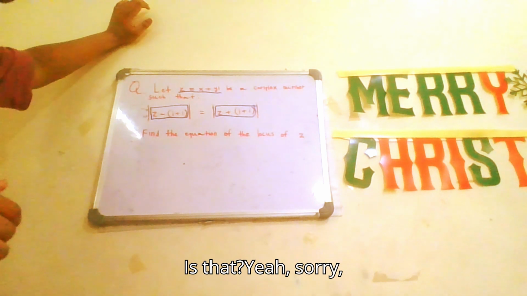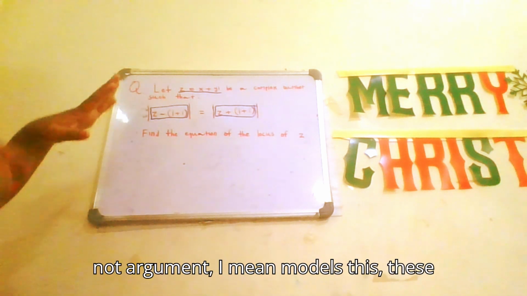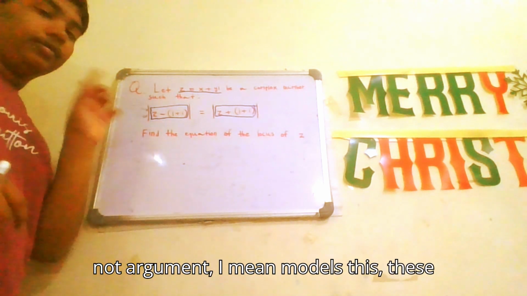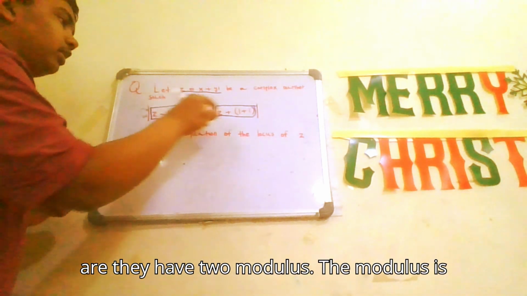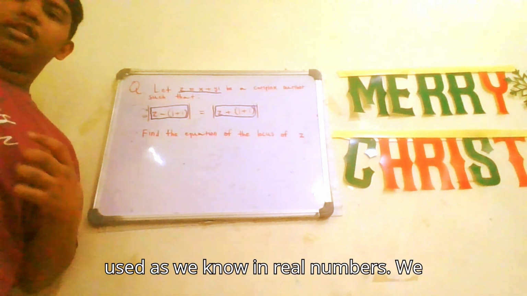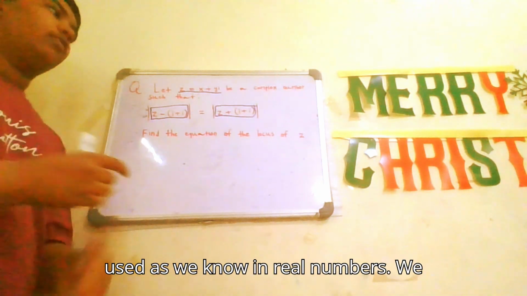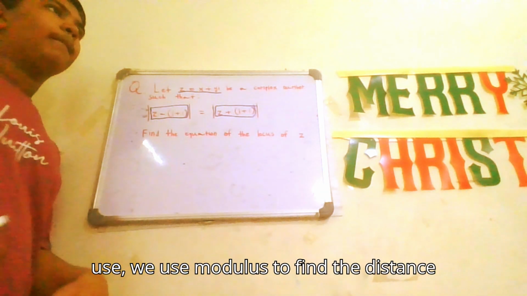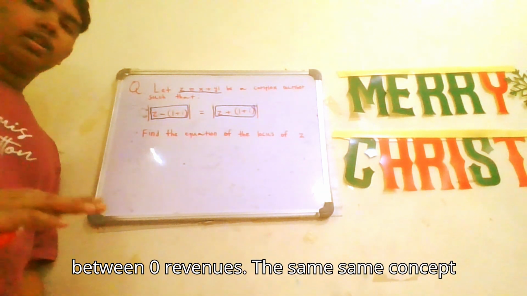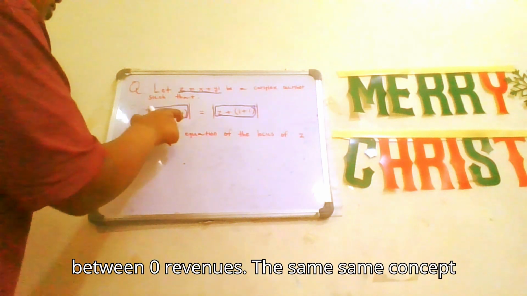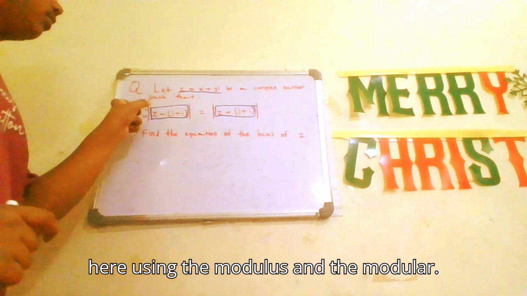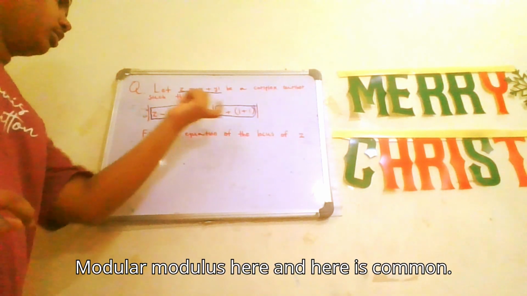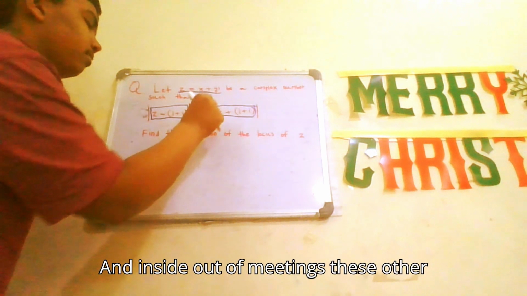Sorry, not argument. I mean modulus. We have two modulus. Now modulus is used, as we know, in real numbers. We use moduluses to find the distance from zero. We're going to use the same concept here. The modulus here and here is common, and inside are the main things.